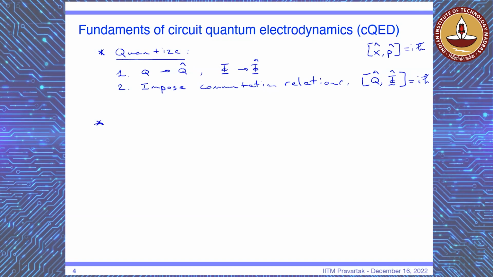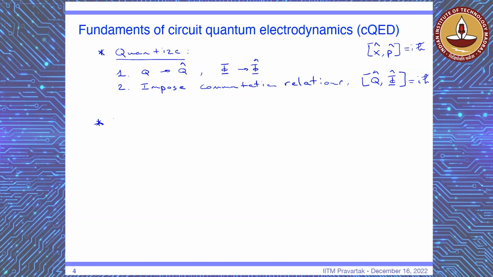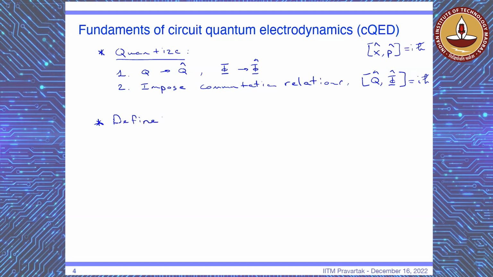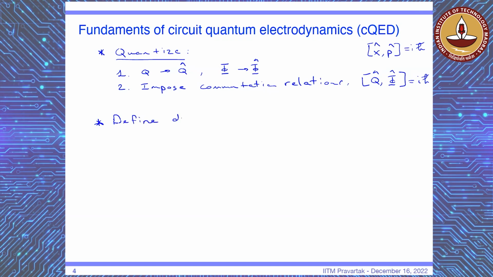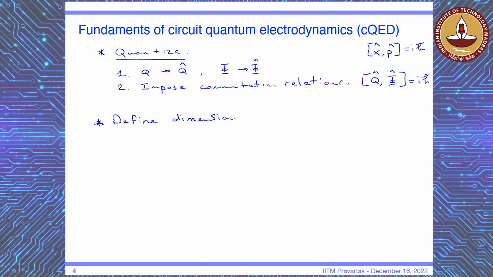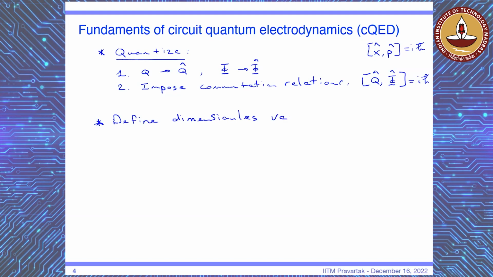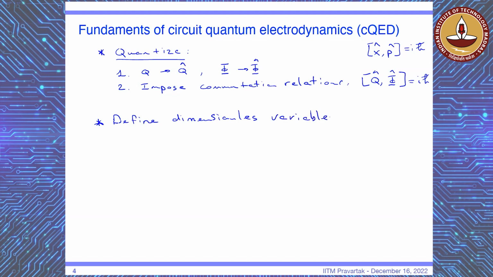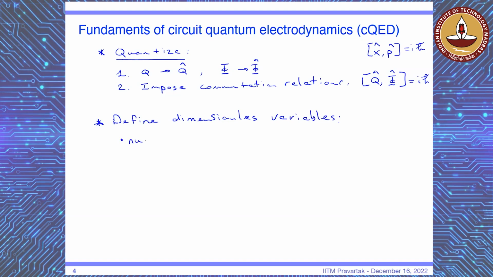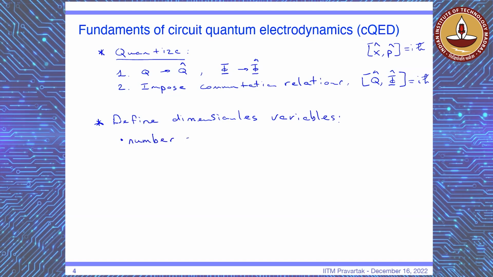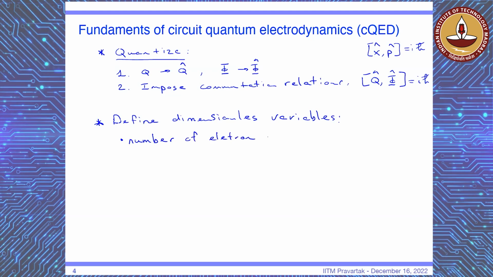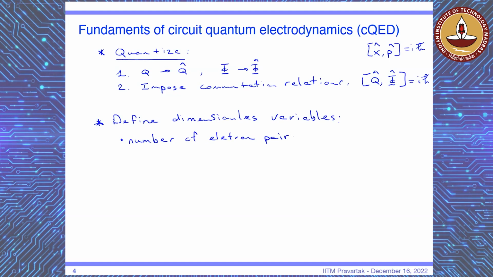Now, for the following part, I need to define the notation that we're going to use, and it will be a dimensionless notation. So we define dimensionless variables, which are going to be the number of electron pairs. I told you I'm not going to go into detail about that because that would be too much.